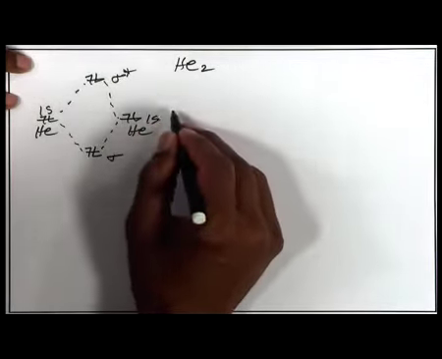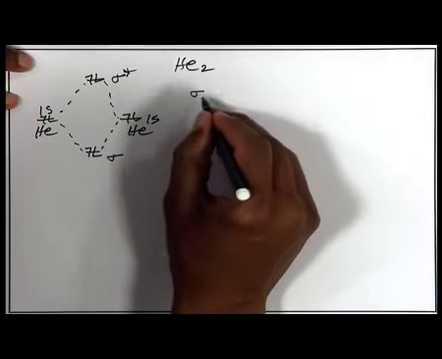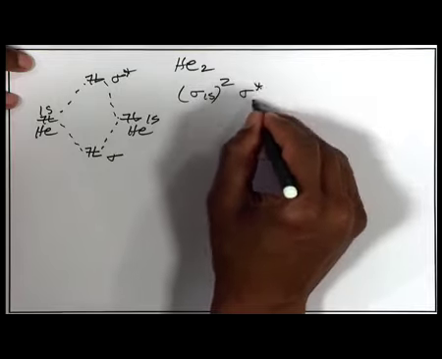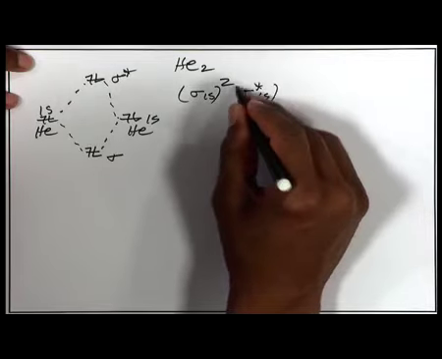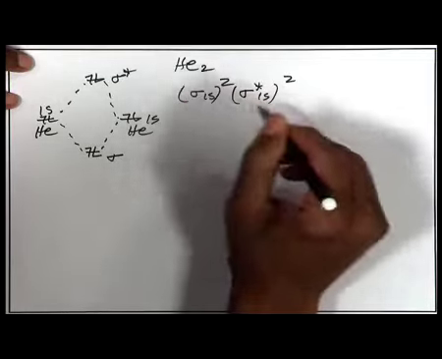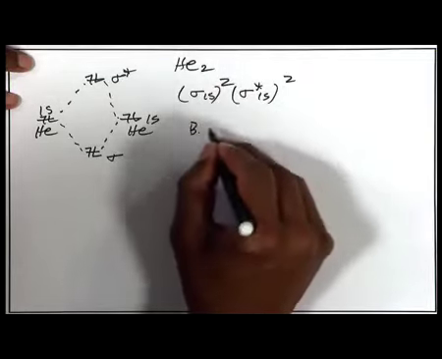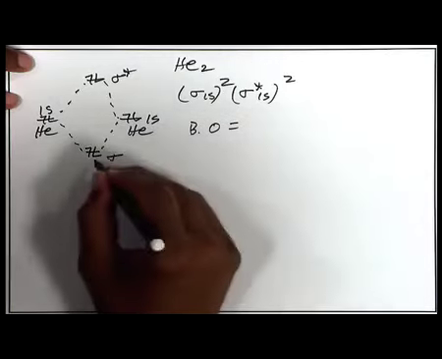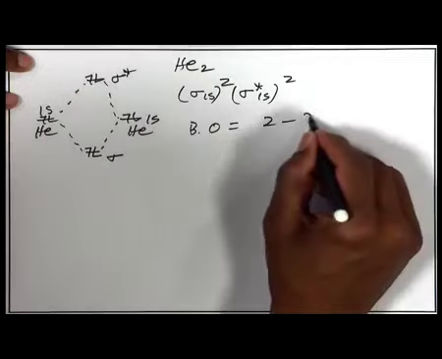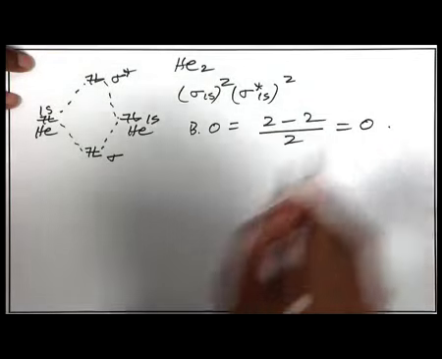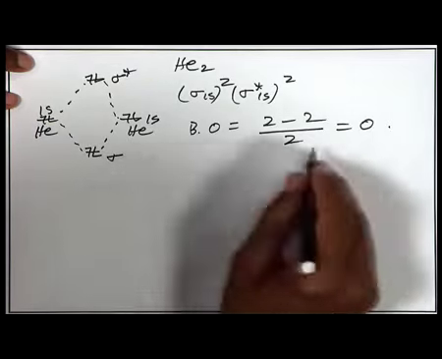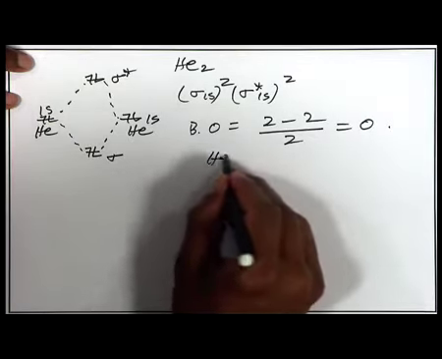The molecular electronic configuration is written as sigma 1s containing 2 electrons, and sigma star 1s containing 2 electrons. That is the molecular electronic configuration for He2. Now, if you calculate the bond order, it equals the number of electrons in the bonding orbital, 2, minus the number of electrons in the antibonding orbital, 2, divided by 2, which equals 0. That tells us there is no bond between the 2 helium atoms. So, He2 is unstable.